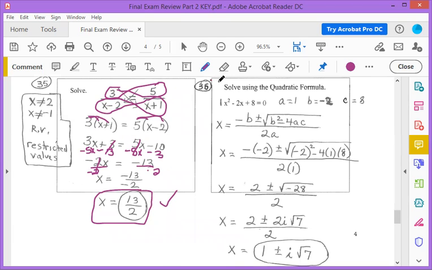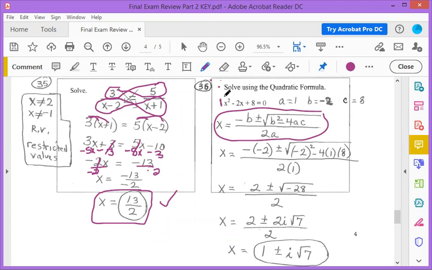For 36, we've got to use the quadratic formula. And remember, this is our quadratic formula. x equals negative b plus or minus the square root of b squared minus 4ac, all divided by 2a. Now here's our equation. We have x squared minus 2x plus 8 equals 0. Remember, x squared being by itself gives you an a value of 1. So our a, b, and c is what you want to find out first.